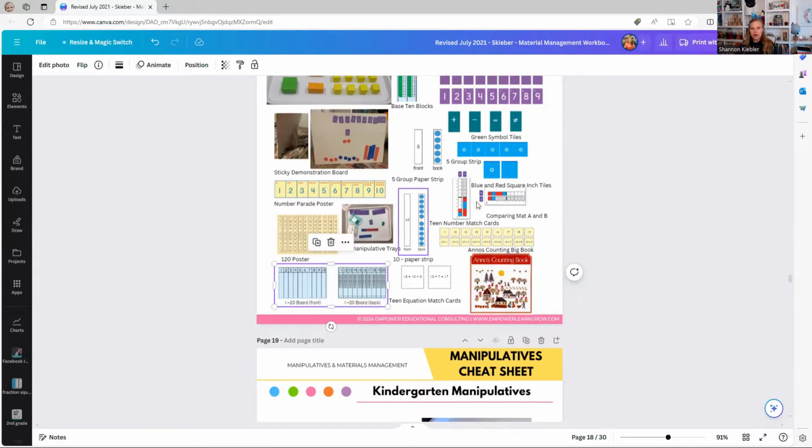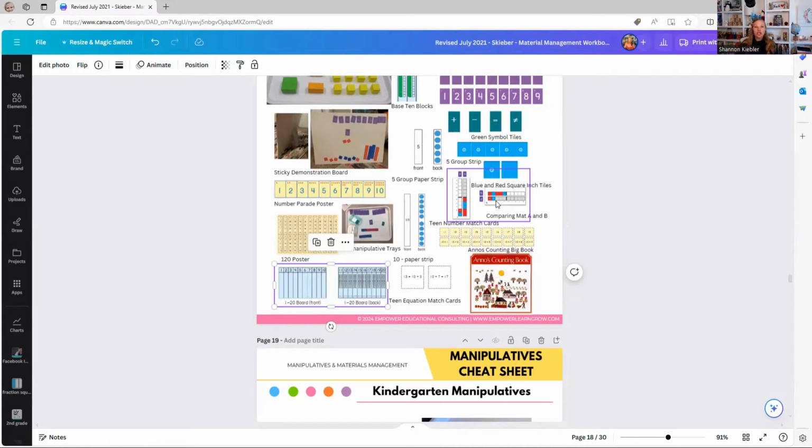So in addition to that, you have comparing mats. Now, these are also in your teacher resource book. It's also in the student activity book. It's comparison mat A and it's comparison mat B. The only difference is that one is horizontal and one is vertical. You need both. And again, I put these on cardstock.